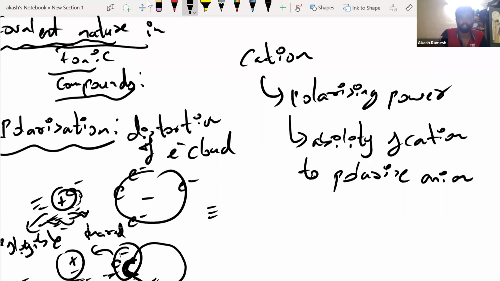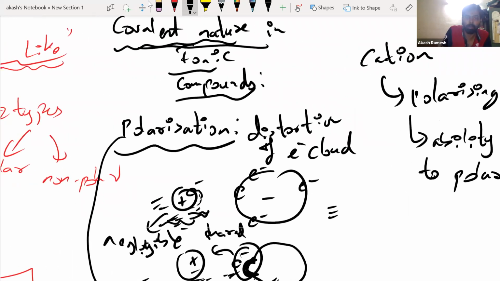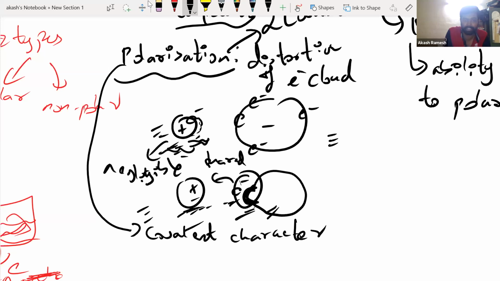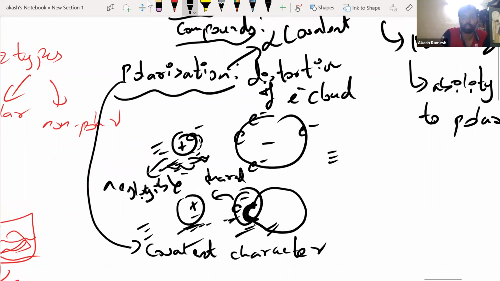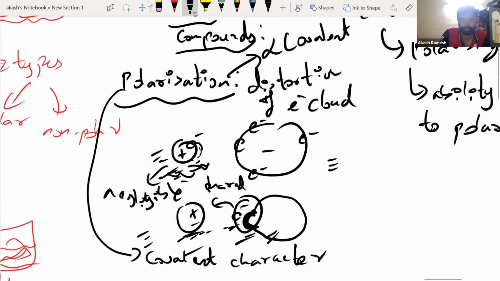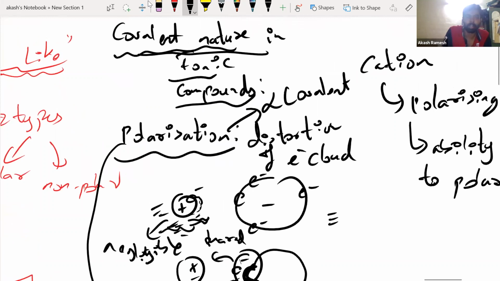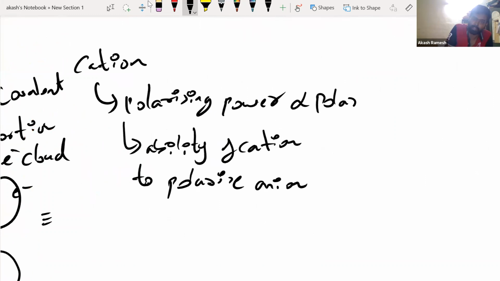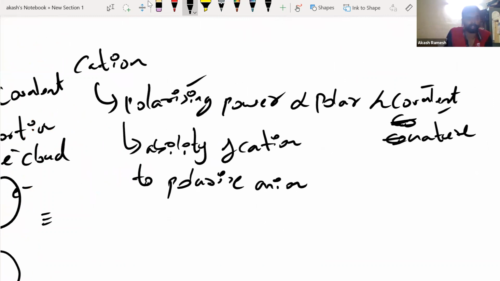Now, the more polarization happens, the more is the covalent nature, because the electron comes closer and gets shared between the cation and anion. So in general, more polarization means more covalent nature. If the polarizing power of the cation is very high, obviously more polarization will happen, and more covalent character will be there for that particular compound. More polarizing power, more covalent nature.